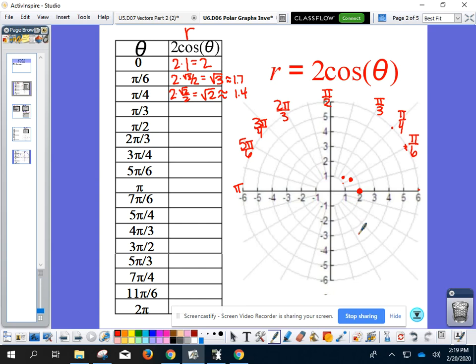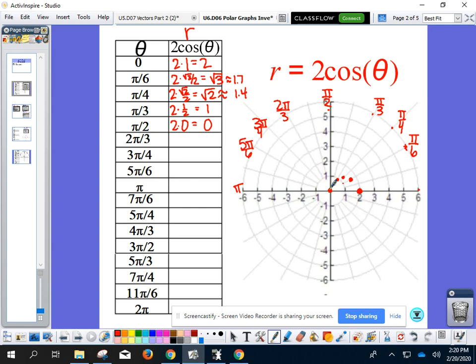And then we'll continue this process. So cosine of pi over 3 is 1/2. When I multiply those two things together, I get 1, and so I go up to pi over 3, count forward 1. And then at pi over 2, that's the top of our y-axis. We have 2 times 0, which is just 0. So going up here, we wouldn't count forward anything at all. We're just right there at the pole, kind of the origin from what we're used to.